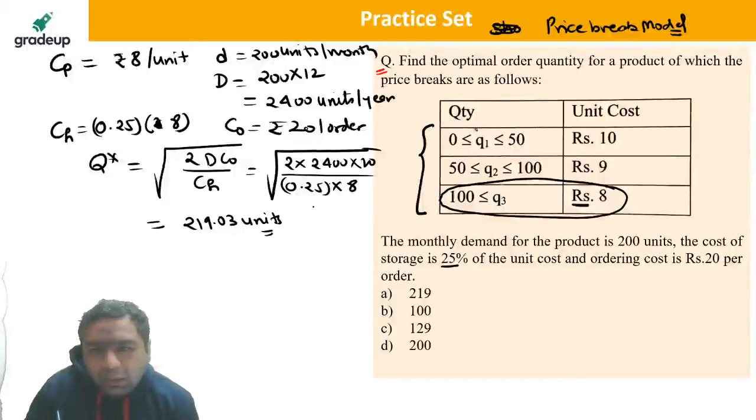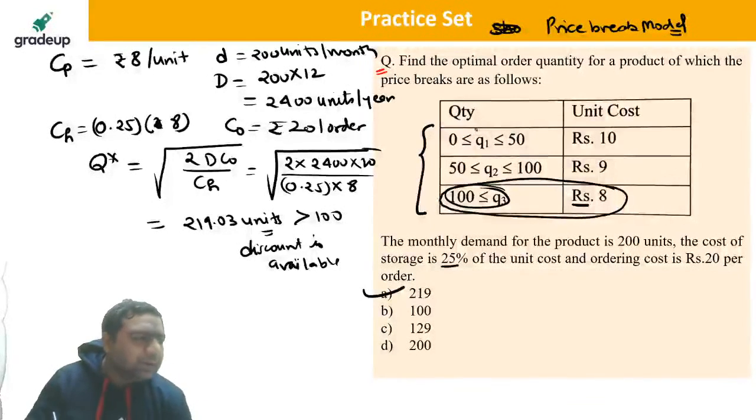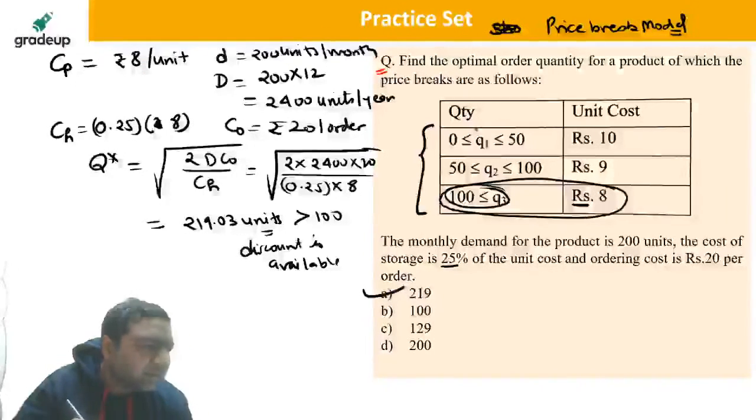So you are getting 219.03 units. You know that discount is available after 100 units. It is more than 100 units, so discount is available. So obviously we will go with these units only. This is the economic order quantity, and we are also getting the discount. Very good, Saeed Akhtar.